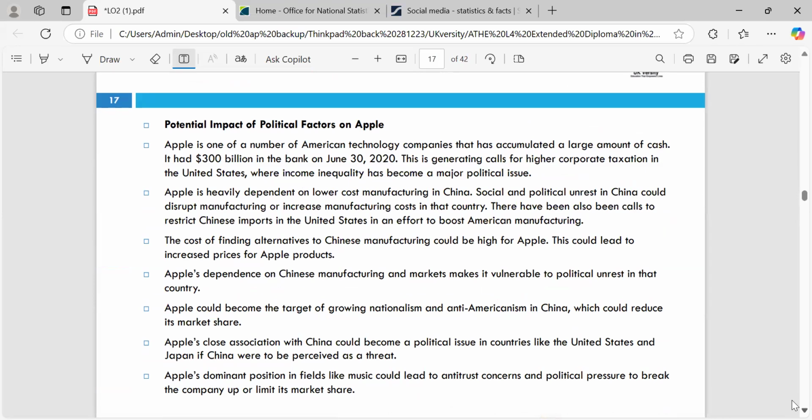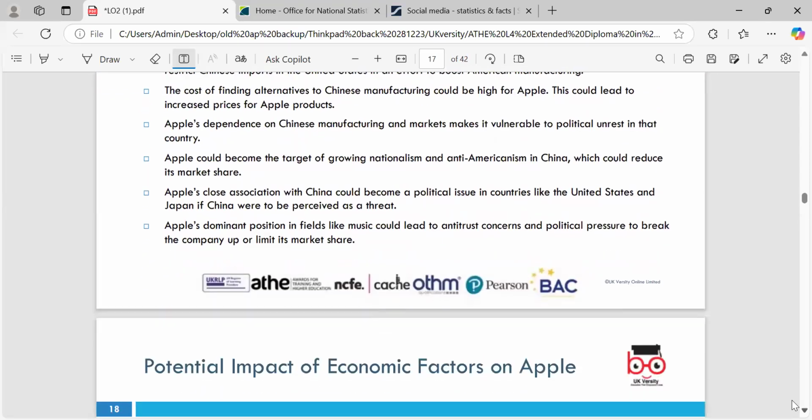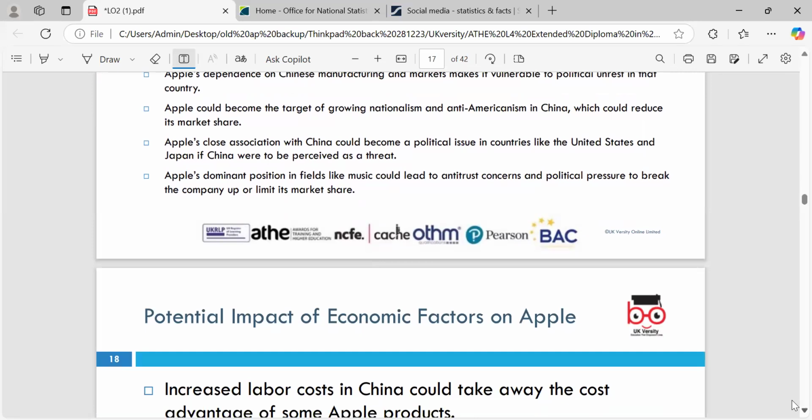Apple is heavily dependent on the low cost of manufacturing in China. Social and political unrest in China could disrupt manufacturing and increase the manufacturing cost in the country. Chinese imports into the United States face tariffs as part of efforts to boost American manufacturing, so Apple is finding alternatives. At the moment, with Donald Trump coming into power, we are thinking about the tariff war between China and the US. If the taxes increase, this will have a huge impact, and we have to look at the political differences between the two sides and the impact on Apple.